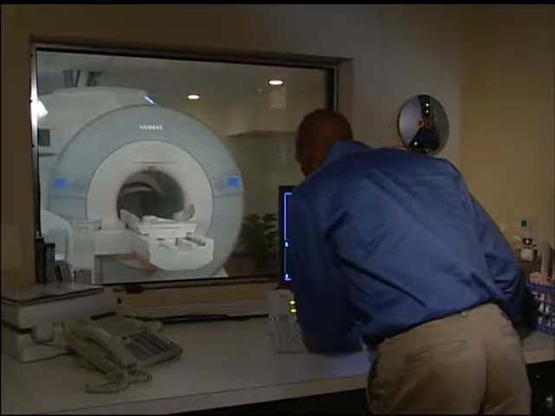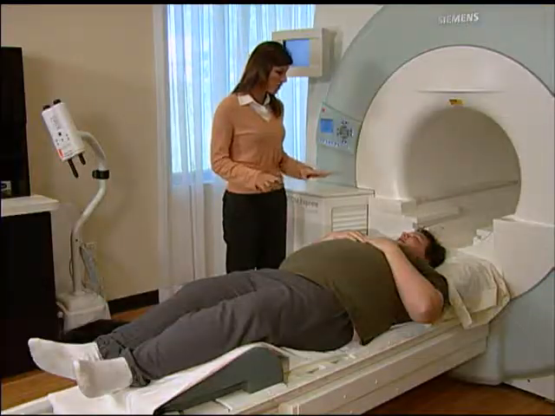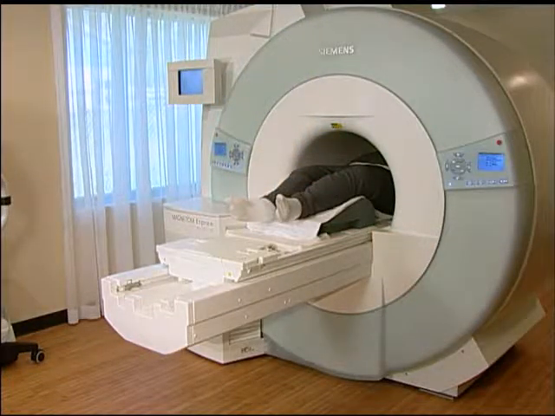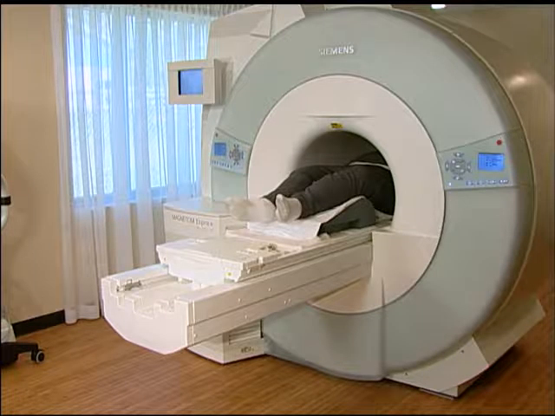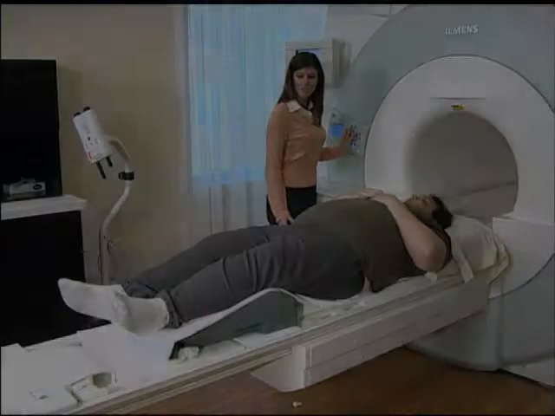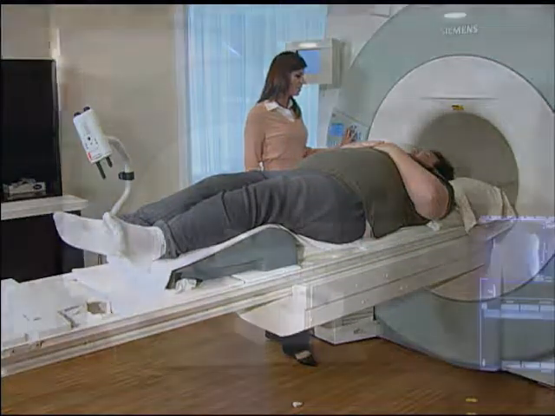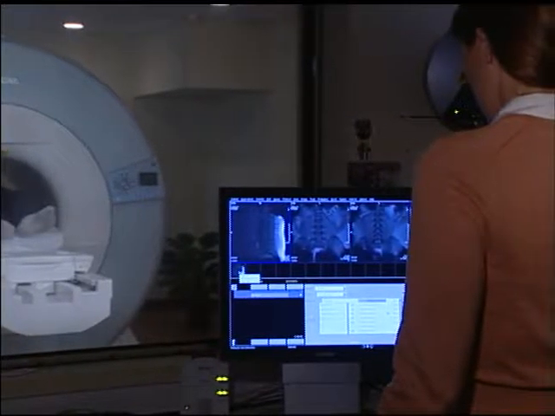How are you doing in there? I'm doing good. It is very important that you remain still while the images are being acquired. You'll know that an image is being acquired when you hear a knocking sound. You may relax when the machine is not making the knocking sound, but you must remain in the initial position unless you are instructed otherwise. If you move during the procedure, it may be necessary to repeat the exam.